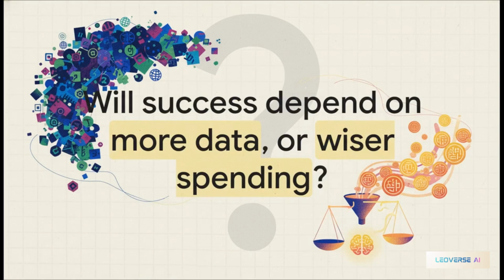And that leaves us with one final question to chew on. For years, the big slogan in AI was always more data, more data. But maybe that's changing. As we go forward, is success really going to be about who has the most data? Or is it going to be about who understands and spends this hidden currency of tokens with the most wisdom?